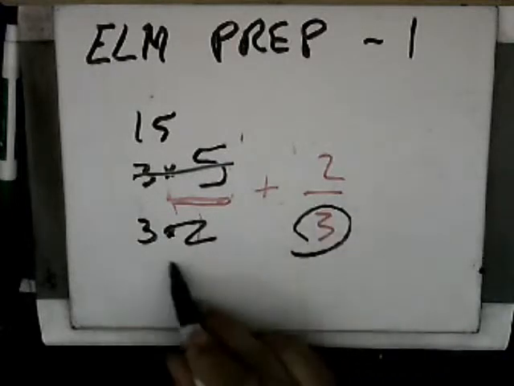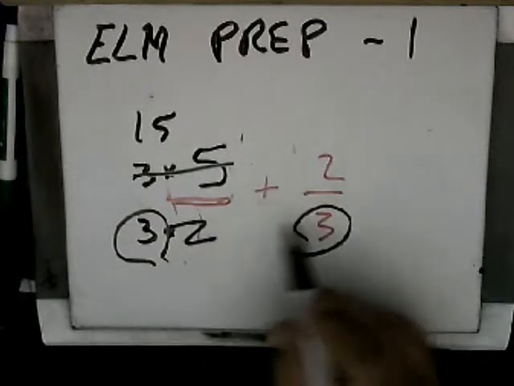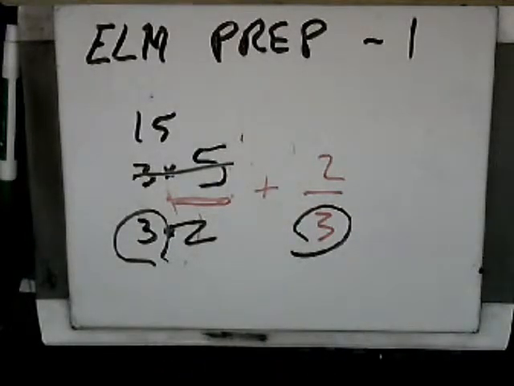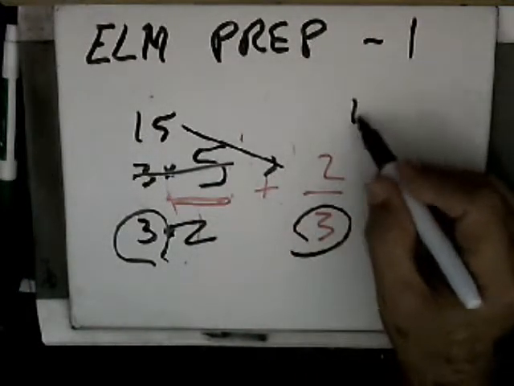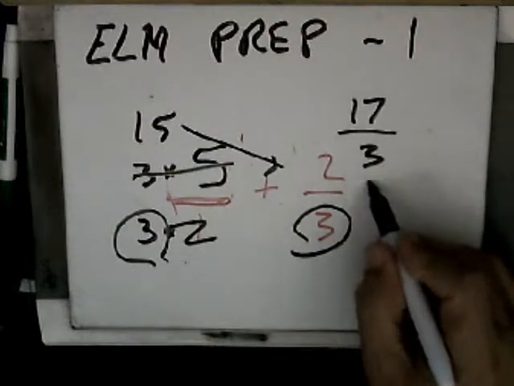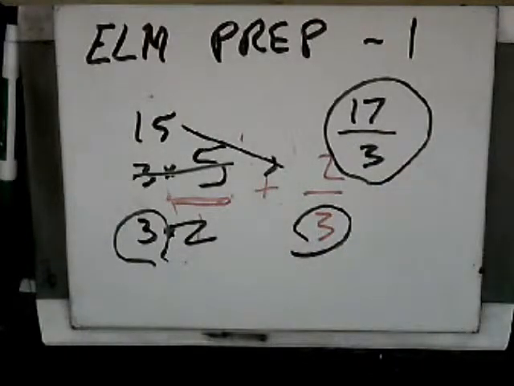Now that I have the same bottoms, I can add them together because I'm adding the same kinds of things here. I'm adding 2/3 and 15/3. Well, it makes sense if I say 15/3 plus 2/3 that I would add the tops and I would end up with 17/3 as a total amount.